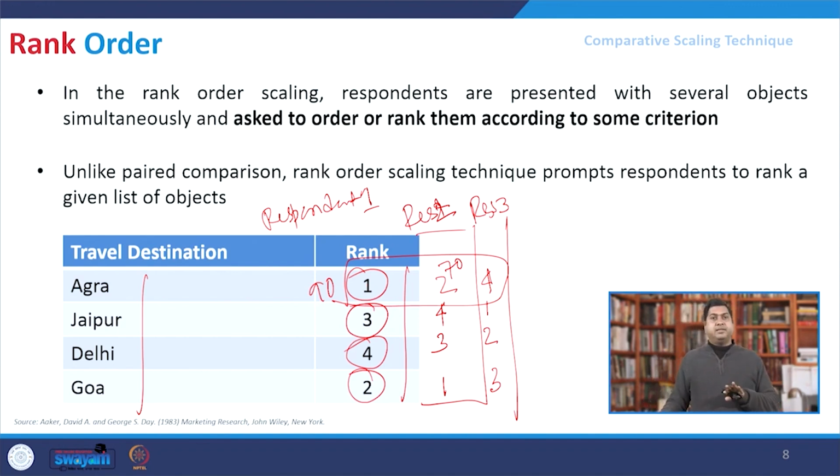So there are challenges, and normally whenever you have more objects to rank, it will be very difficult because we cannot make the trade-off. Up to 5 or 6 is still okay, but more than that it will be very difficult. So in such cases we go for rating rather than ranking.